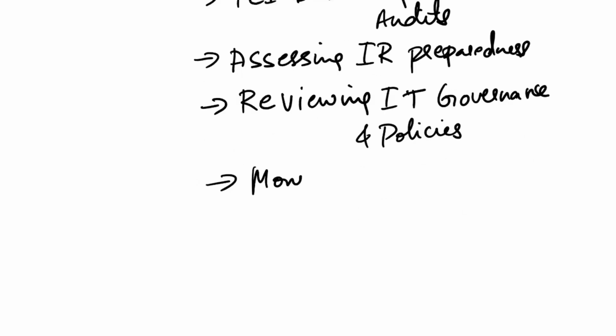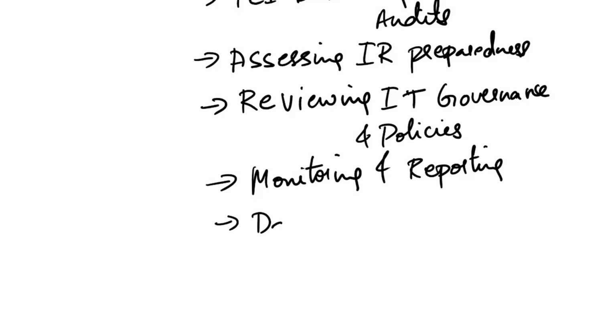Next, monitoring and reporting. IT auditors monitor ongoing compliance with relevant regulations and standards. Regular audits and assessments help identify any deviations from compliance requirements. Detailed reports are then generated to communicate findings, including areas of non compliance and recommendations for improvements.